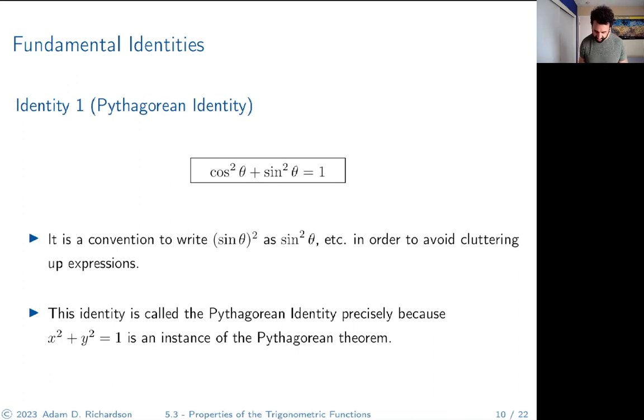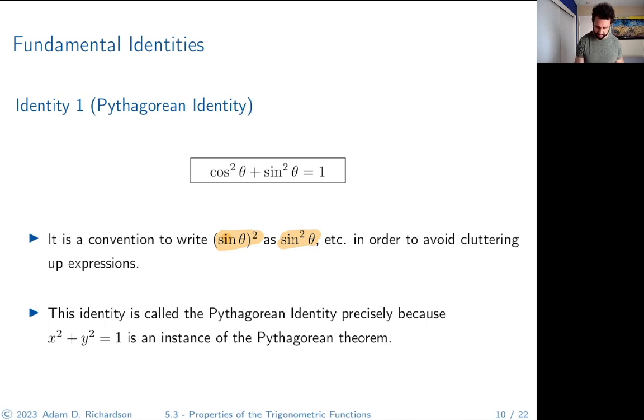It's convention to write sine theta squared as sine squared theta. And the same thing for cosine and tangent, cosecant, secant, cotangent, etc. The reason is purely notational. It's purely for elegance. It's just because it avoids cluttering up expressions a lot. Because when you start to have a ton of parentheses flying around, which we will, it's nice to not have to include all of them.